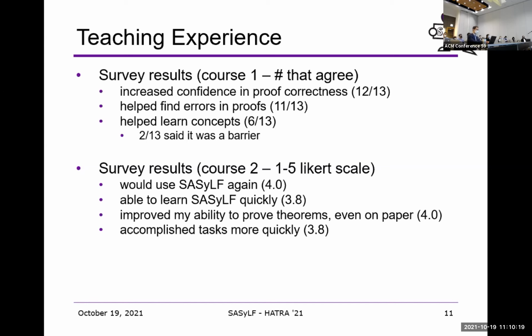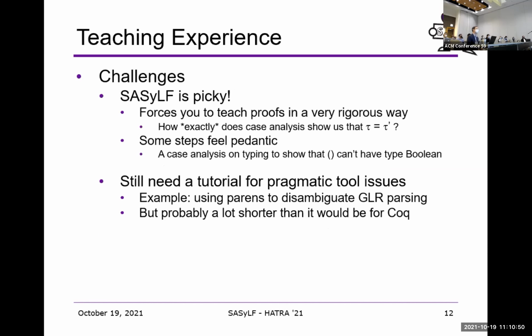Most people wanted to use SASyLF again and felt that it was fairly quick to learn. We didn't get 5s on that, but we got above 3, which is the median on the Likert scale. And they felt that it helped them improve their ability to prove theorems even on paper. I did have a typo on this slide. Accomplished tasks more quickly should be 3.3. So that tells you people didn't necessarily feel like it was faster for them. But they did feel like it helped them learn. So that's encouraging.